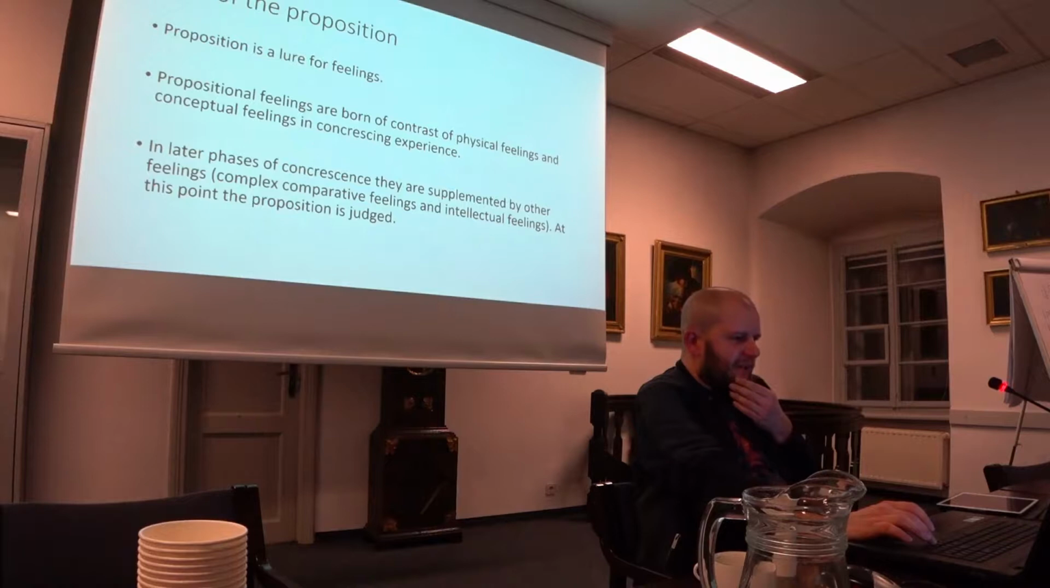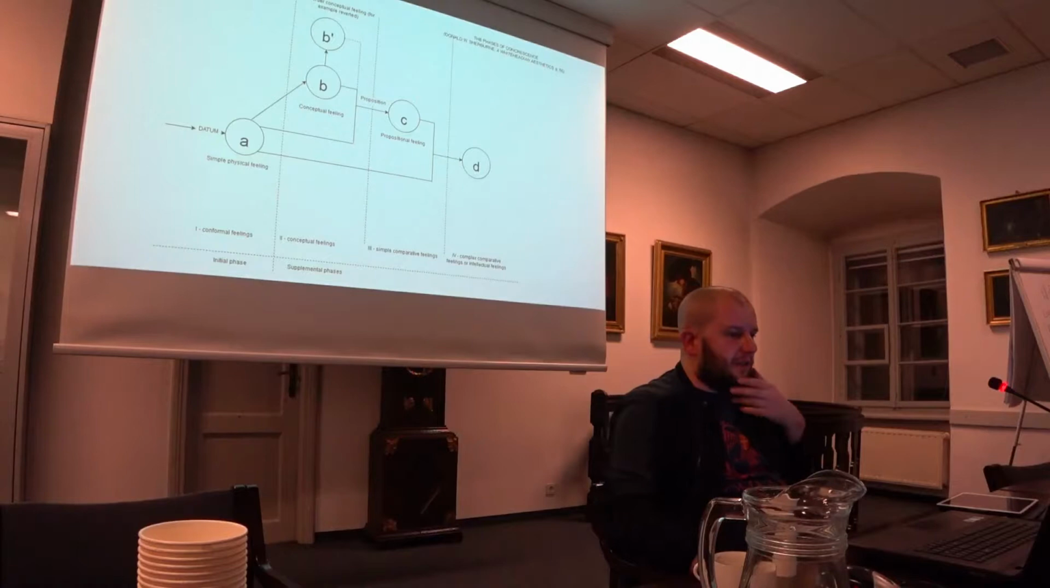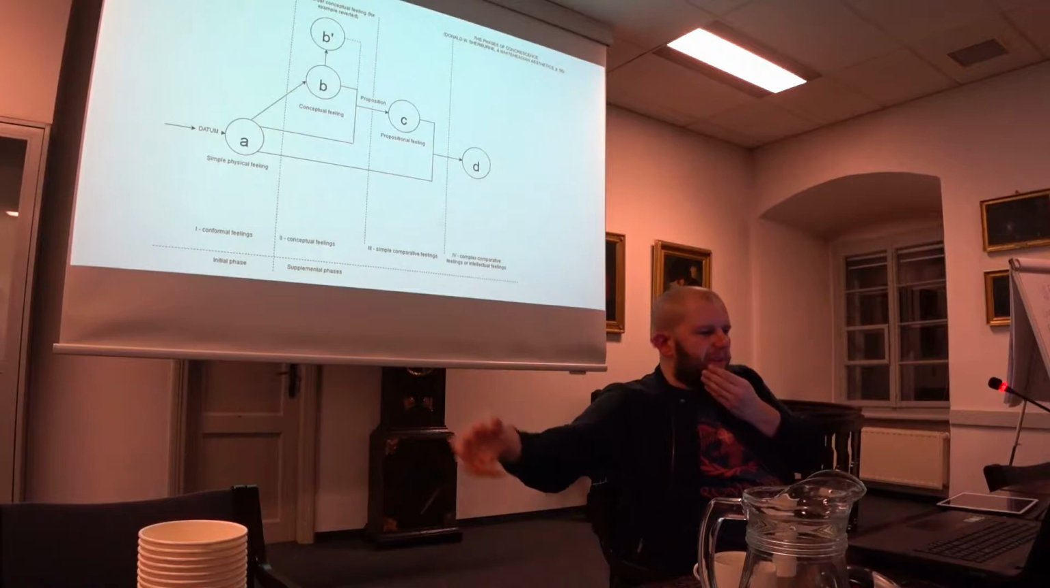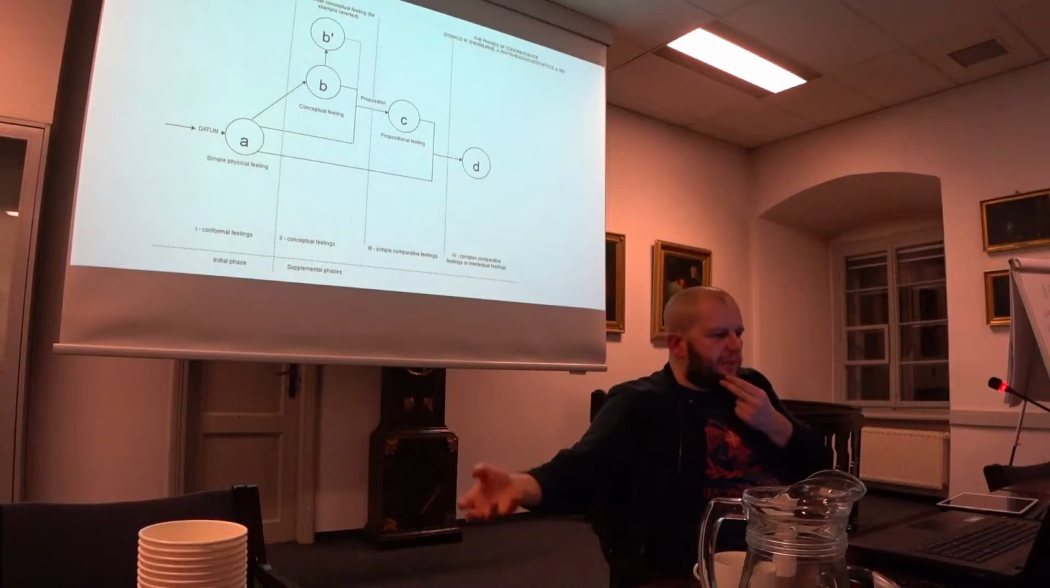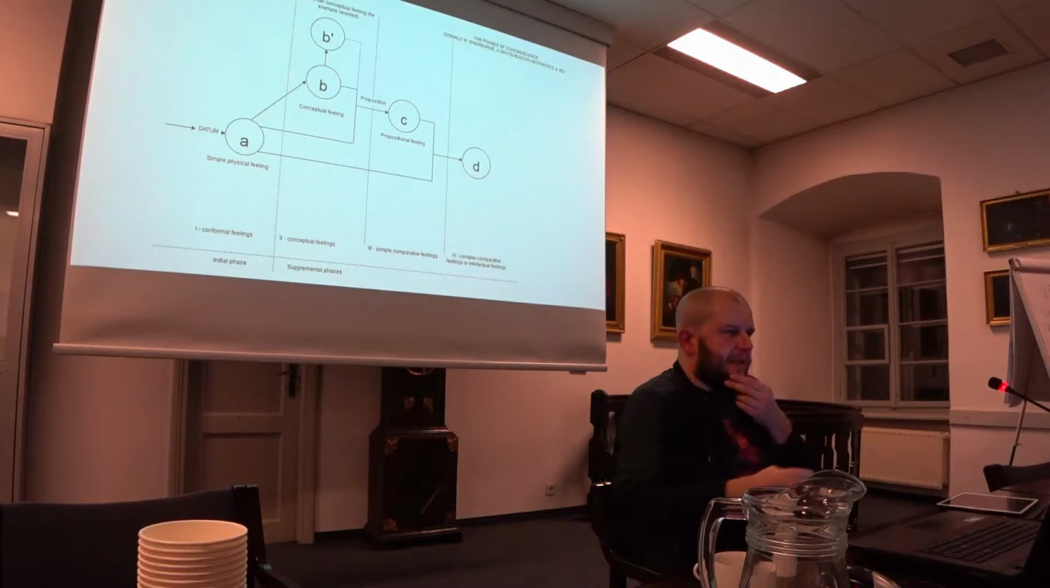So I will not talk about concrescence. I will show this graph. It's stolen from Sherburne's Whiteheadian aesthetics, the same one you may find in A Key to Process and Reality. But this graph shows this process of becoming and perishing and passing data to actual occasions in becoming. And as you can see, there are those propositions and propositional feelings that are synthesized out of physical feelings and conceptual feelings. Later on, they are supplemented by more complex feelings and by intellectual feelings.